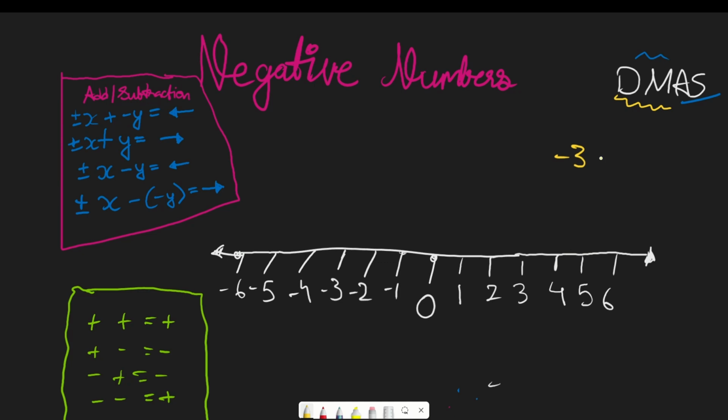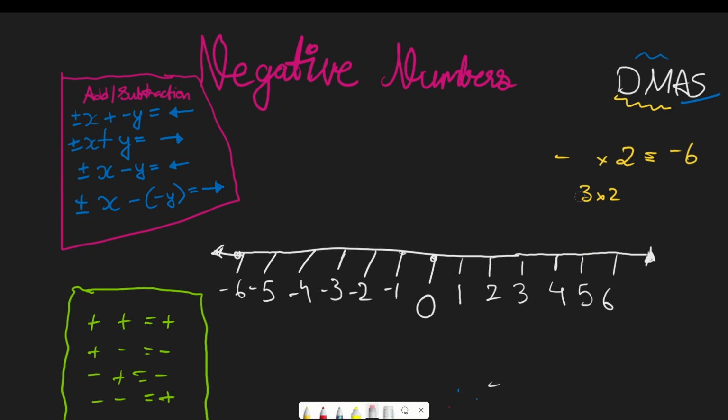Now let's consider the third case. Minus 3 into 2. Right? Again, ignore the signs. 3 into 2. You move 3 steps here, 3 steps here. Answer is 6. Now the row that we'll be considering in the table is minus times plus. The answer is minus. So we can write this as minus 6.